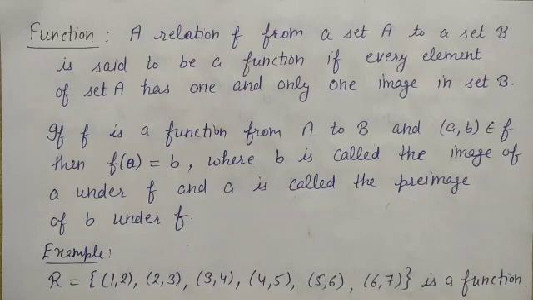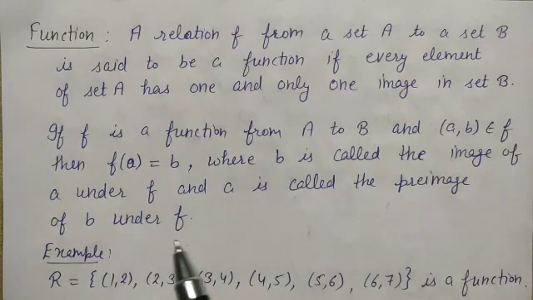Function: a relation f from a set A to a set B is said to be a function if every element of set A has one and only one image in set B. अगर रिलेशन में डोमेन का एवरी एलिमेंट जो है वो यूनिक इमेज बनाता है तो वो रिलेशन फंक्शन होगा.